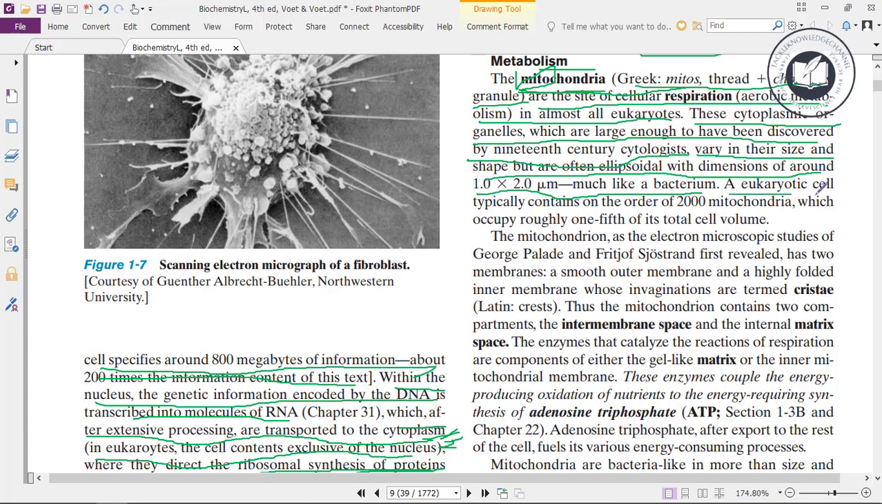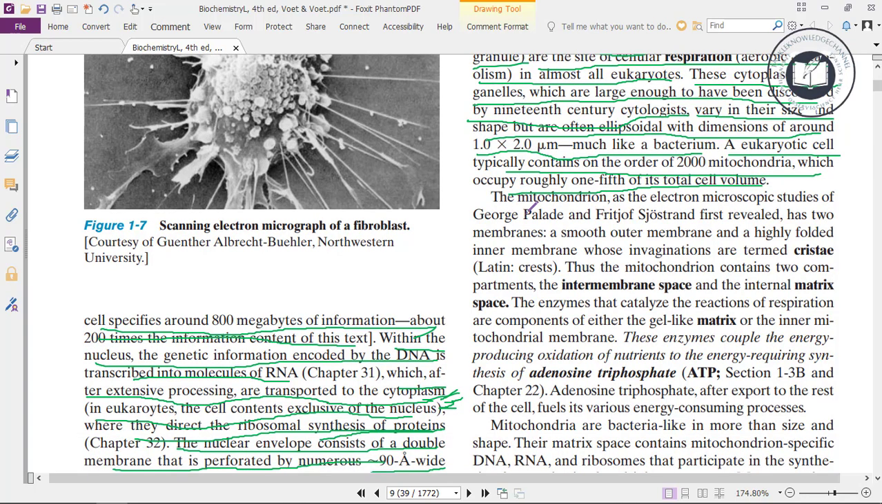A eukaryotic cell typically contains on the order of 2000 mitochondria, which occupy roughly 1/5 of its total cell volume. The mitochondrion, as the electron microscopic studies of George Palade and Fritiof Sjöstrand first revealed, has two membranes: a smooth outer membrane and a highly folded inner membrane, whose invaginations are termed cristae.